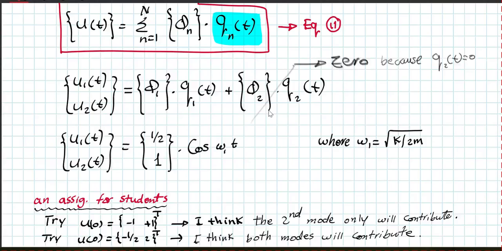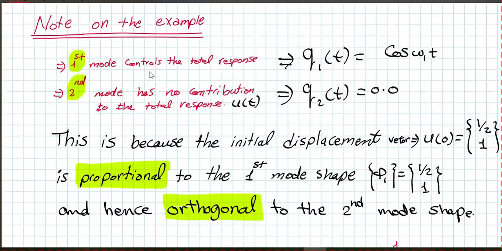Let's clean everything and move on to the next part, which is the final part, where I'm going to give some notes about the example. This example is very important because it gives us an understanding that we sometimes forget: not all mode shapes, first and second, are going to contribute and control our total response.